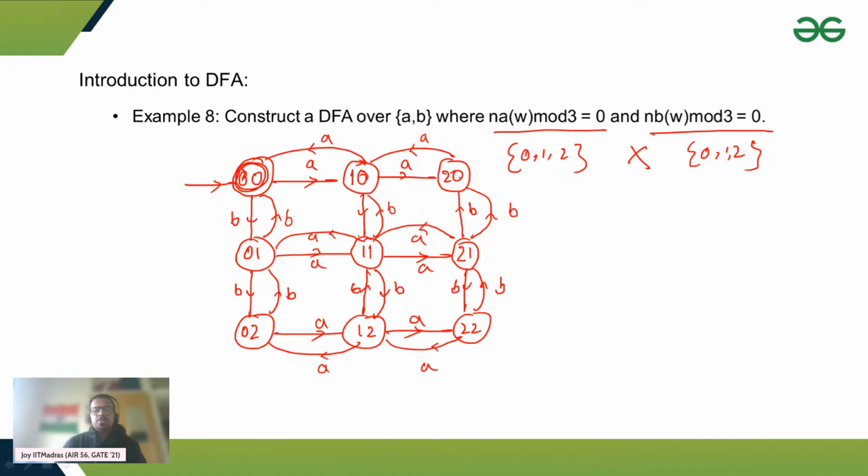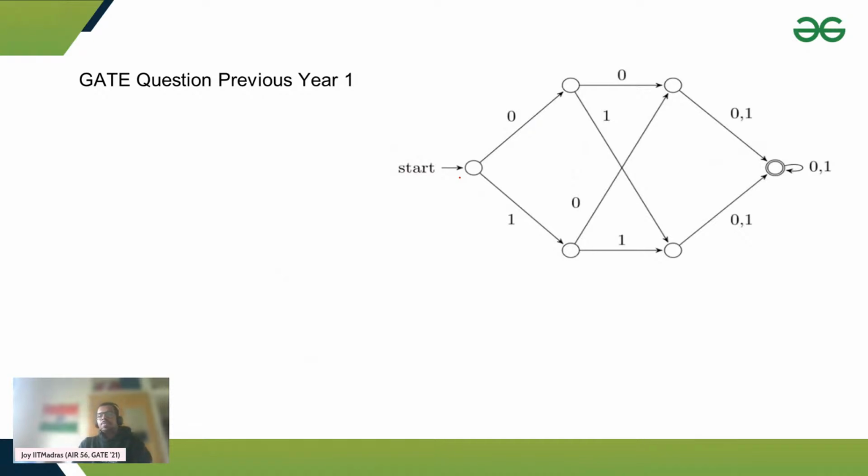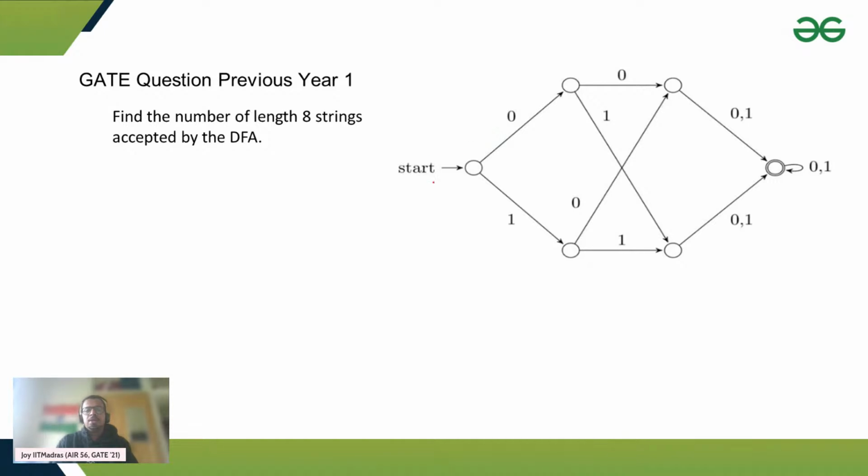Okay, so let's start with one of the GATE questions. The first GATE question says: find the number of length 8 strings accepted by the DFA. Here we can see what are the paths in which the DFA accepts. From the starting state, we have two paths: one is the path that starts with 0, and another is the path starting with 1.